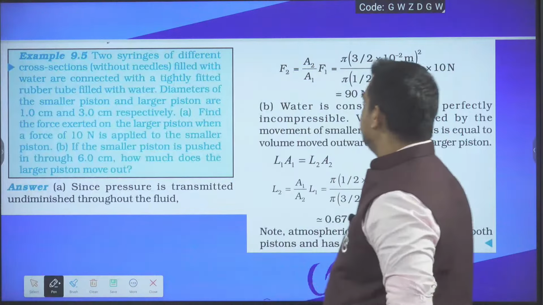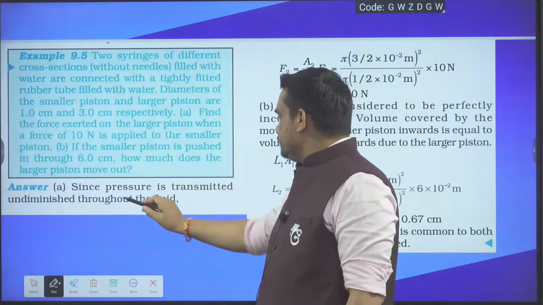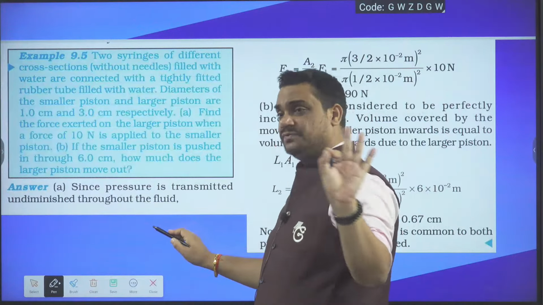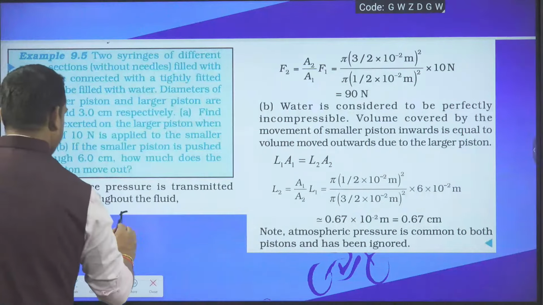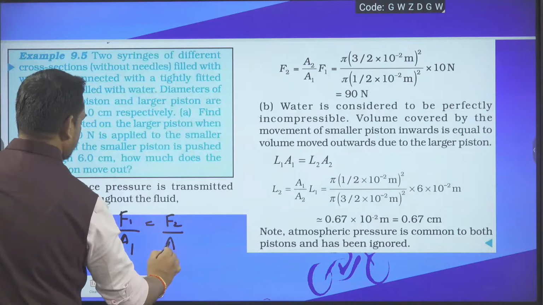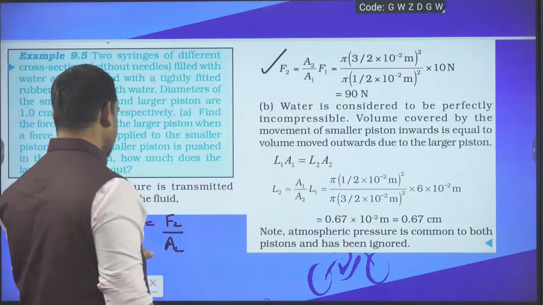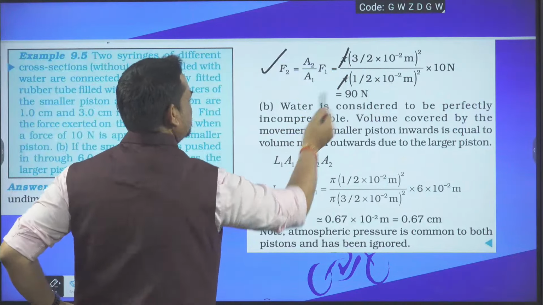So we can say F1 by A1. Actually here we need to write, since pressure is transmitted undiminished throughout the liquid fluid, this is the statement of Pascal's law. We can say F1 divided by A1 is equal to F2 by A2. They are asking F2, so F2 will be equal to A2 by A1 into F1. Then just putting the values, pi will be cancelled, a lot of things will be cancelled.